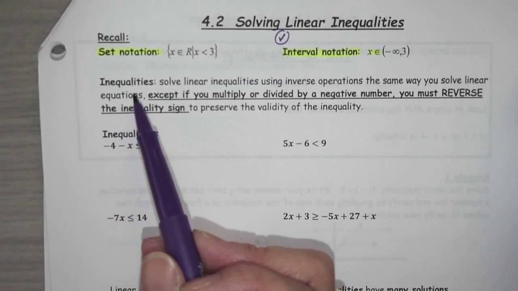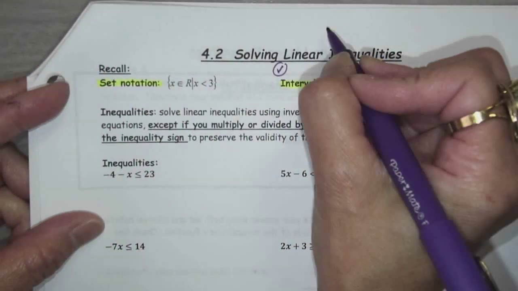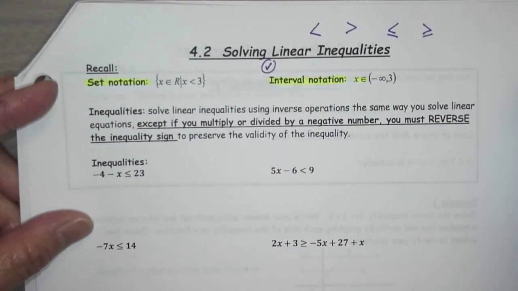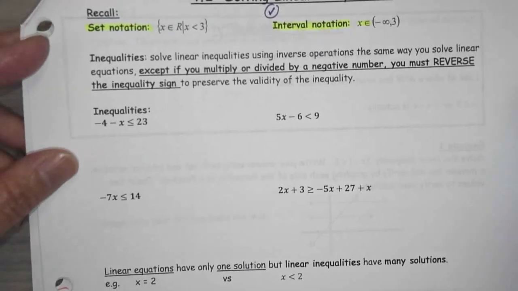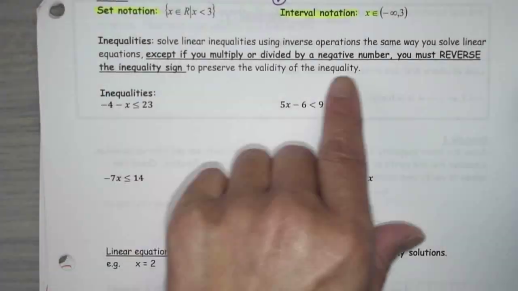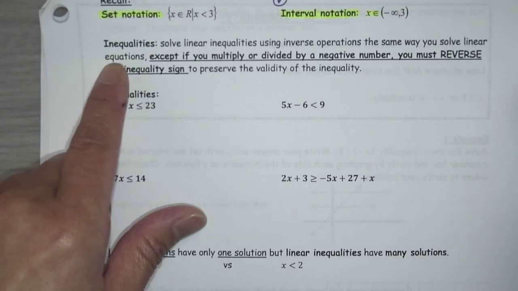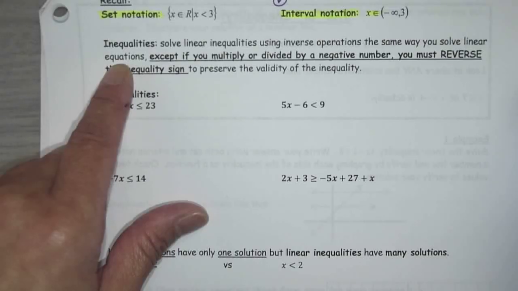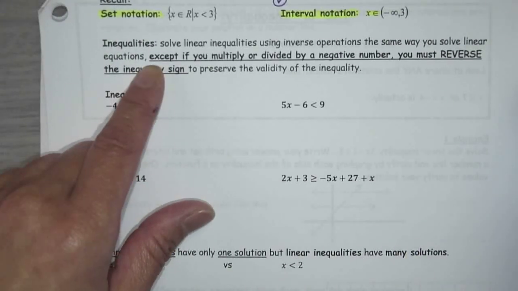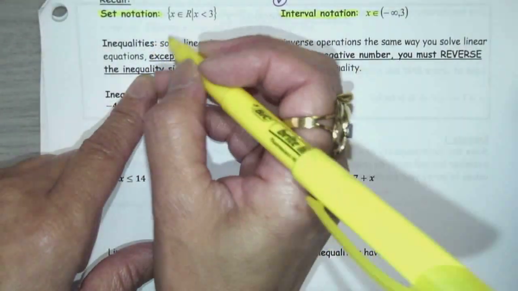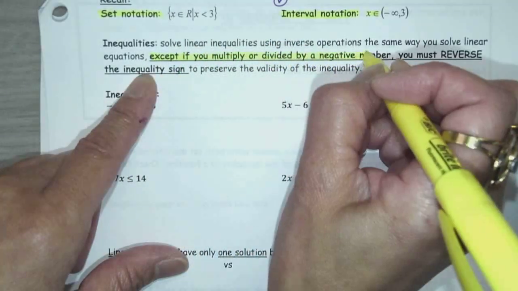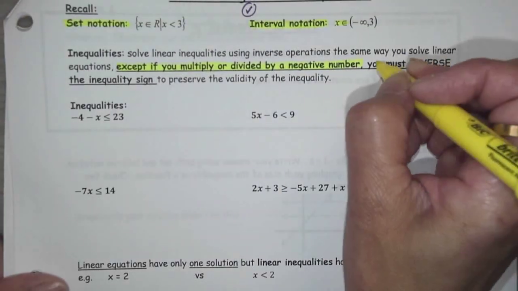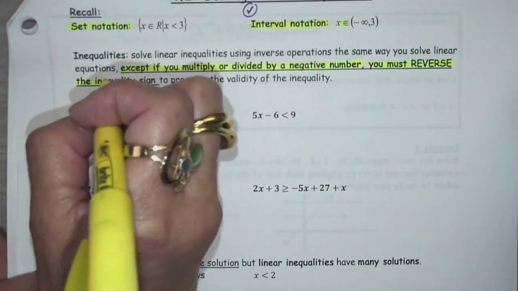Inequalities is where things are less than, greater than, less than or equal, greater than or equal. That's an inequality, right? It's similar to an equation, and you solve it the same way you would solve a linear equation. An inequality holds the same properties as an equation, except if you multiply or divide by a negative number, you have to reverse the inequality sign.